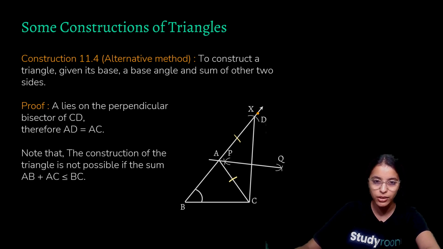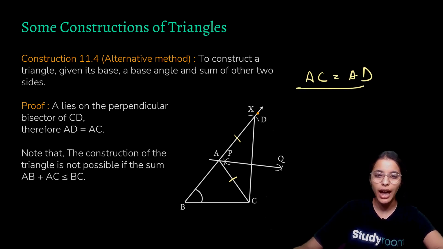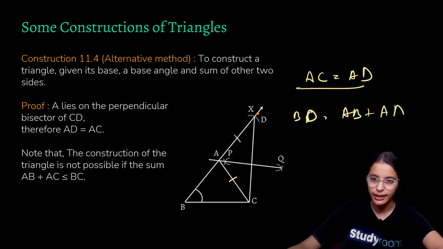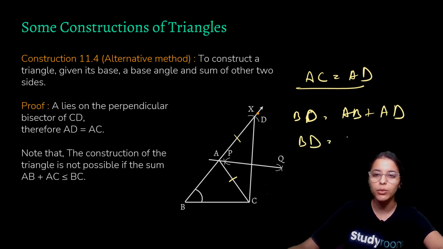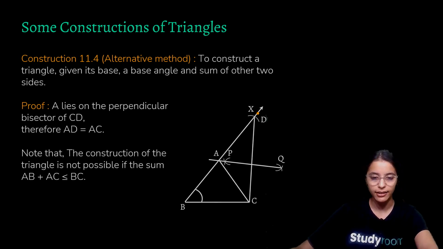Because this point A lies on the perpendicular bisector, AC is equal to AD. We already know that BD is equal to AB plus AD, and we can write BD to be equal to AB plus AC. Hence we have proved that the sum is equal to the length that is given to us in the question. And hence, this construction method is valid.